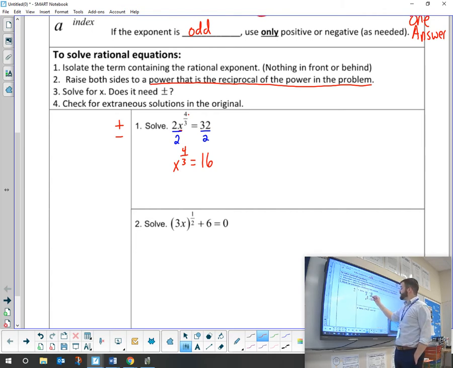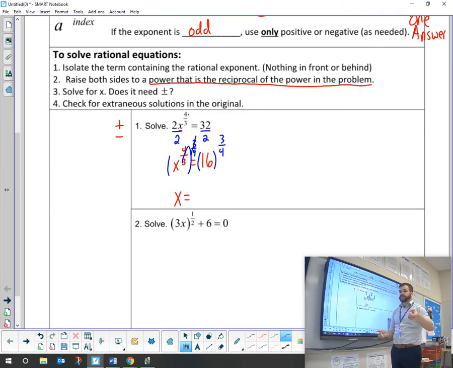So this one is 4/3. So watch what I'm going to do. I'm going to raise this side to the power of that flipped, to the power of 3/4. And the great thing is that cancels out. And so I'm just going to have x equals, not 16. Since I raised this side to the power of 3/4, I also need to raise this other side to the power of 3/4. But Mr. Martin, I don't know how to do that.